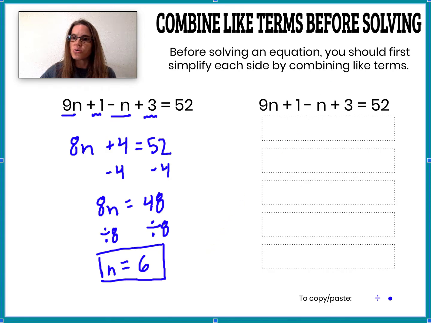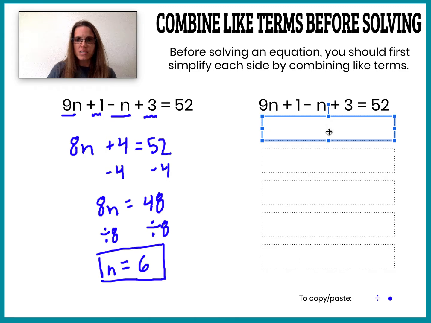In your digital notes, you will be typing that solution strategy, each of those steps. What you will do is you will click inside the text box, and you'll just go ahead and type your first step. So your first step of combining like terms. 9n minus n is 8n. Plus 1 plus 3 is plus 4. And then equals 52.